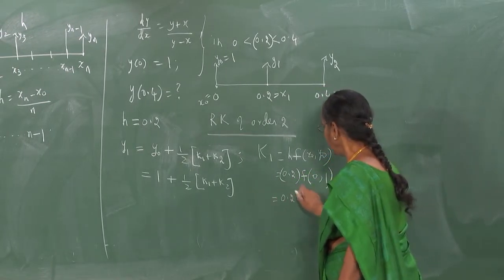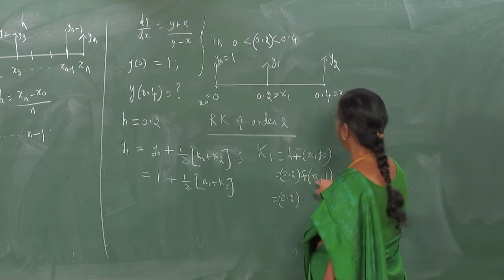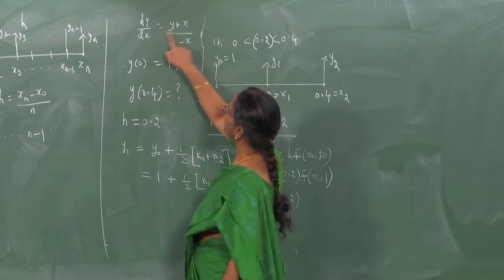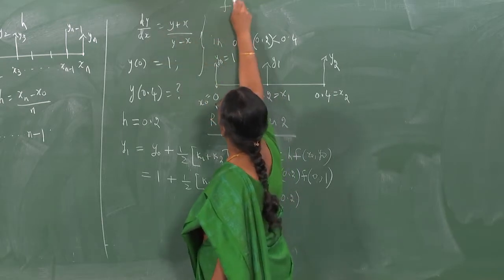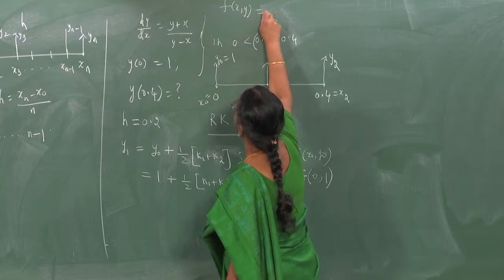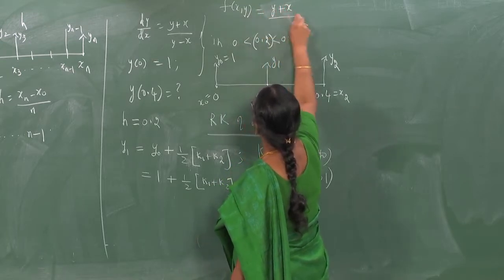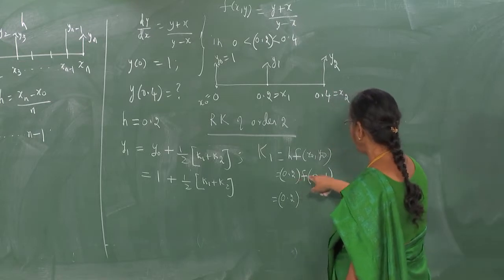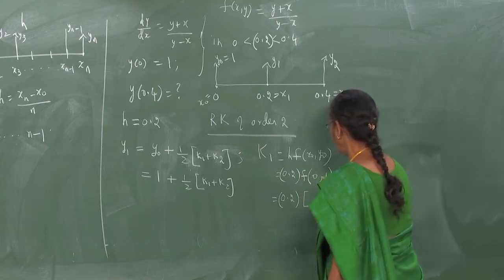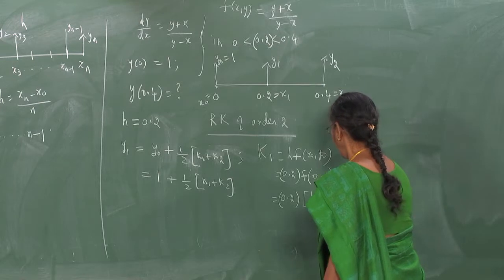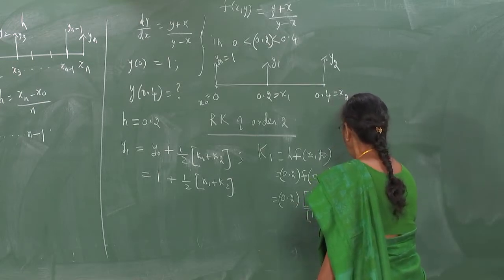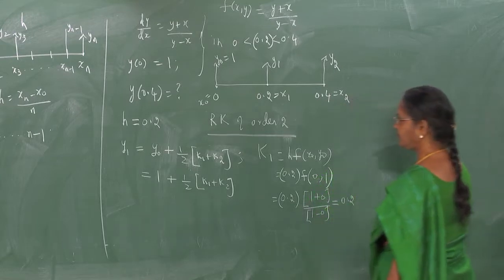That is 0.2 times what is f(x0, y0)? Look at this. The problem is dy/dx = f(x, y). So, your f(x, y) is (y + x)/(y - x). So, you have f(0, 1). So, it should be (1 + 0)/(1 - 0). So, the value is 0.2.